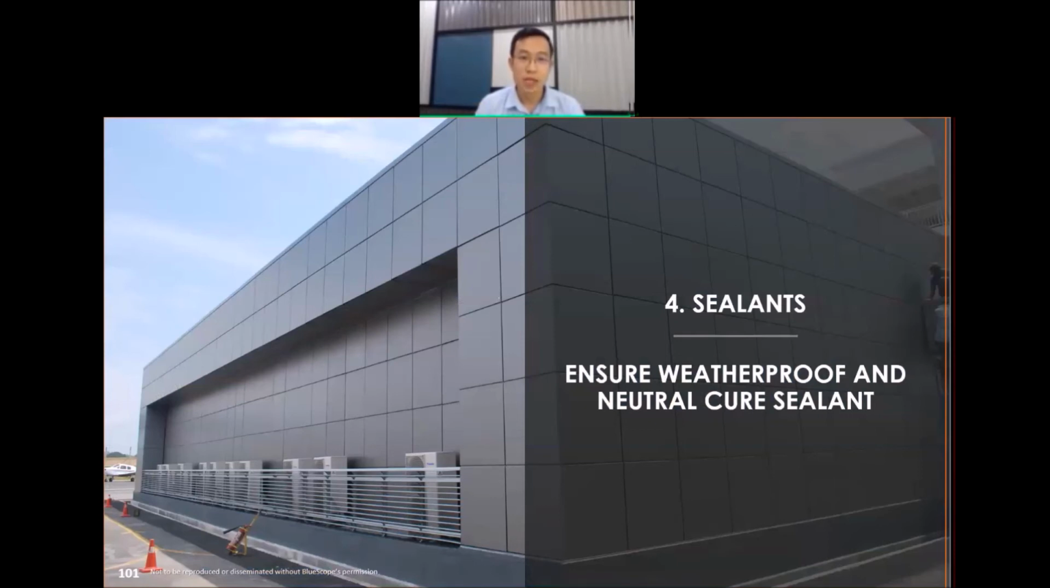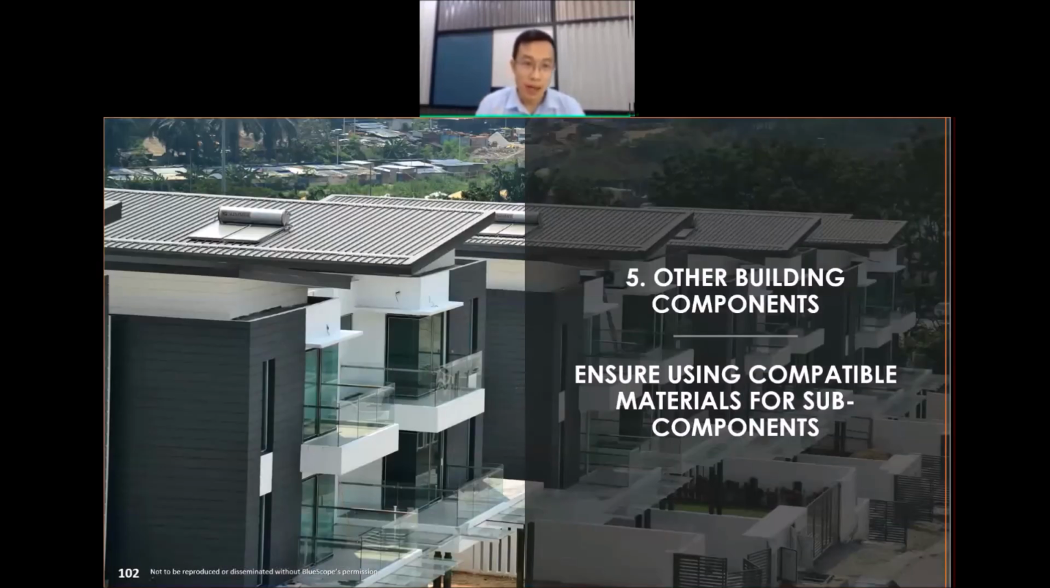And fourth, sealant. Ensure that it is actually weatherproof and also neutral cure sealant, so that it will not react or cause corrosion on the steel components. And last, ensuring that all the other materials that made up the building components, like solar water heater and solar panels, are compatible enough with the steel cladding, so that you can actually provide a much longer term performance.